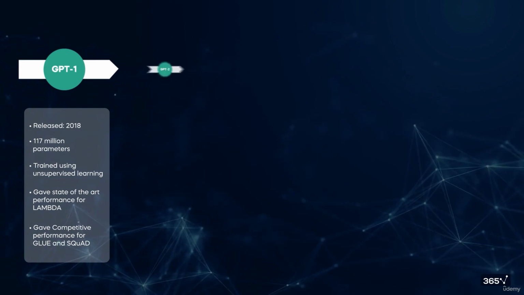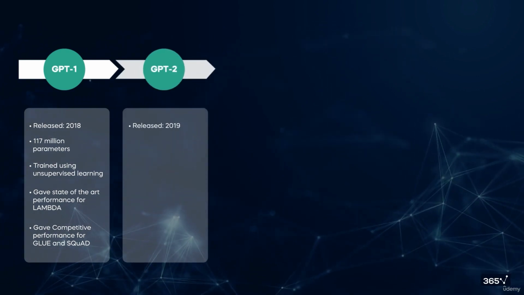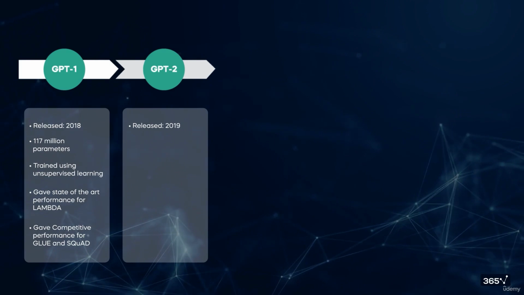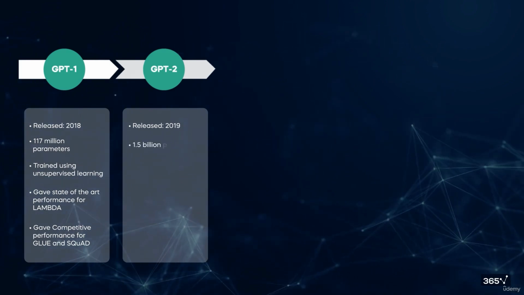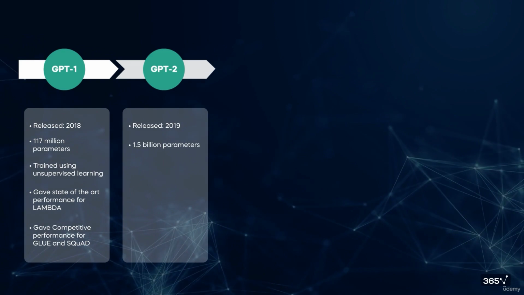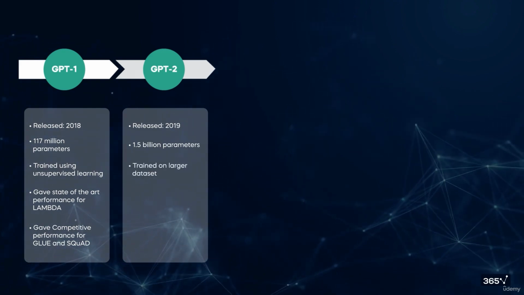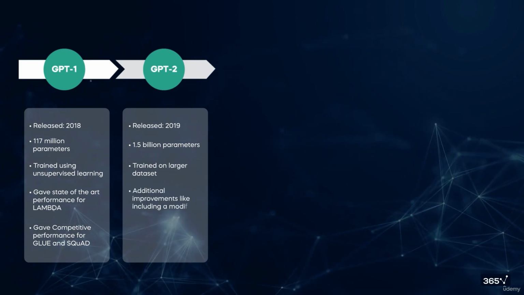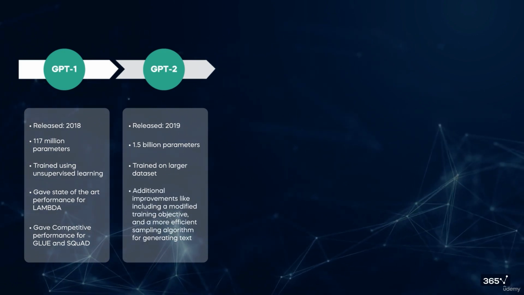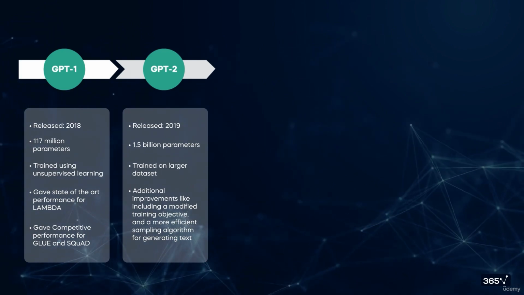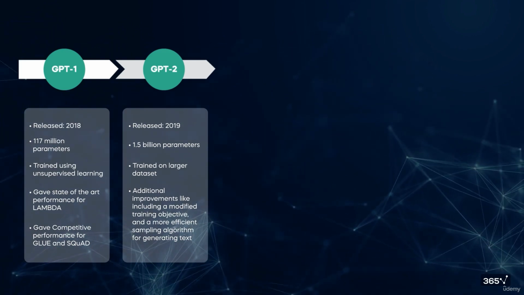GPT-2 was released in 2019, and it was a watershed moment. It featured a significant increase in scale with a staggering 1.5 billion parameters. GPT-2, trained on more extensive and diverse data, demonstrated remarkable advancements in generating coherent and contextually relevant text.